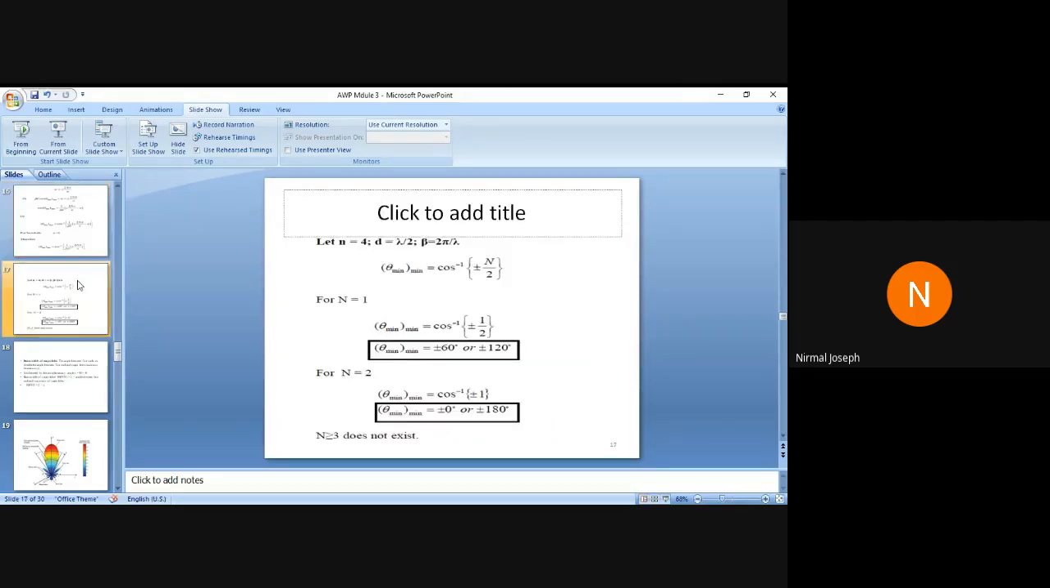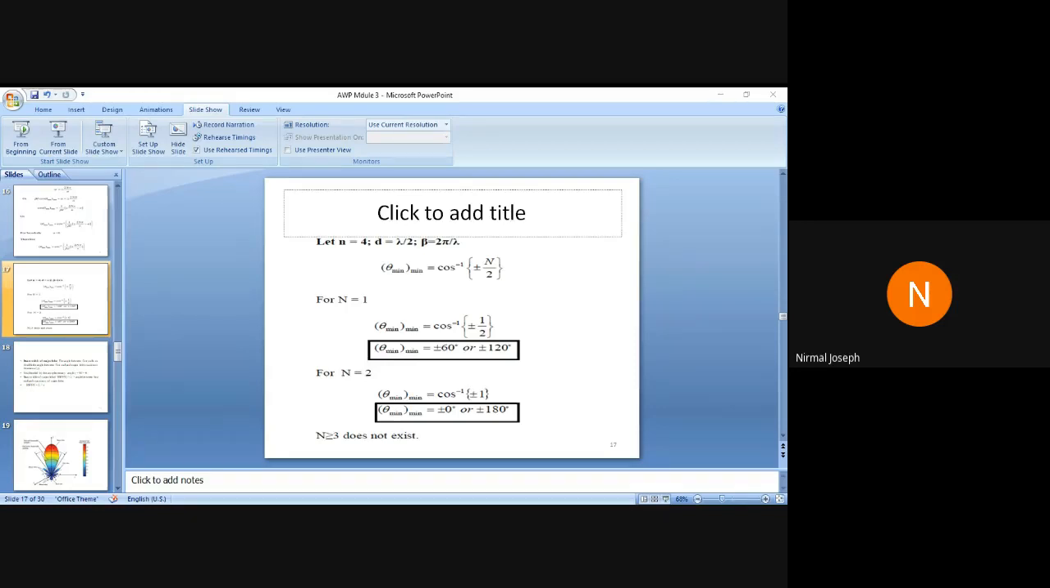Okay, so next we are just giving the values. N is the number of elements, that is equal to 4, and the separation is λ by 2, β is 2π by λ, and we are putting n is equal to 1, and here we are putting n is equal to 2 also.